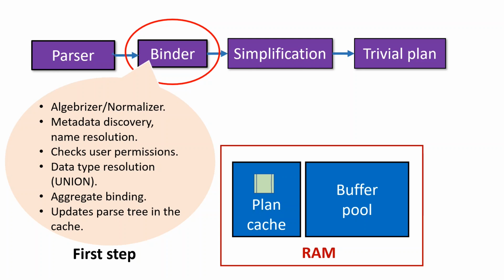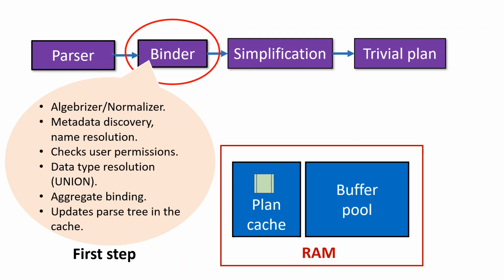Now, for example, you wanted to do a select statement between two tables and you are using a union clause in between those two tables, the ordinal columns of those two tables should match in their data type. Now I am going to show you an example of the data type resolution in our demo, but data type resolution happens at the binder component. The aggregate binding also happens here. The sum, average, those kinds of things are bound here.